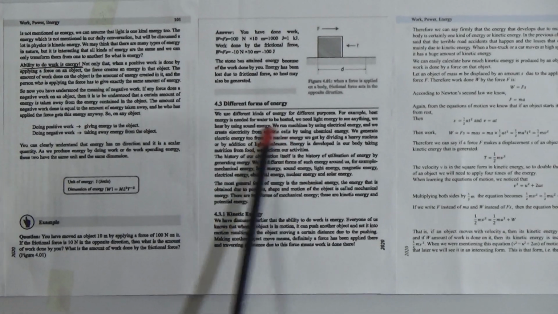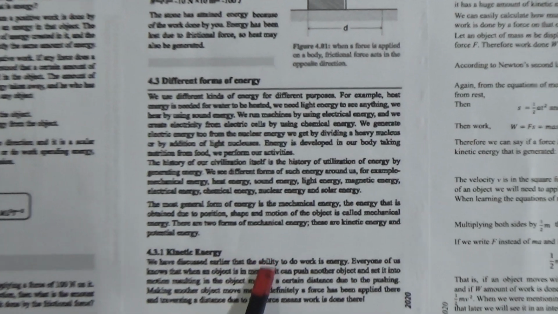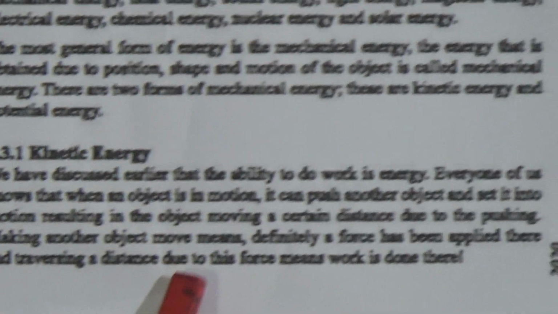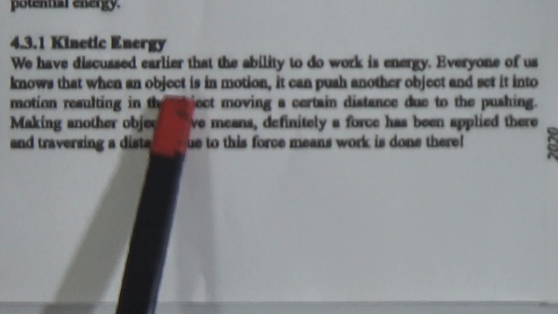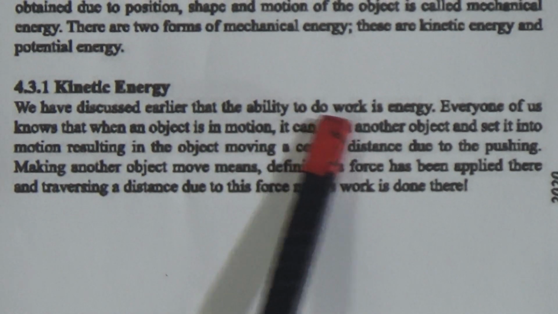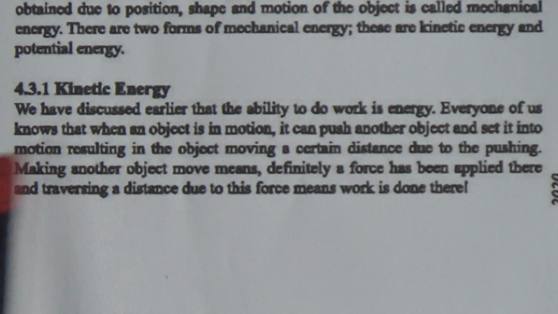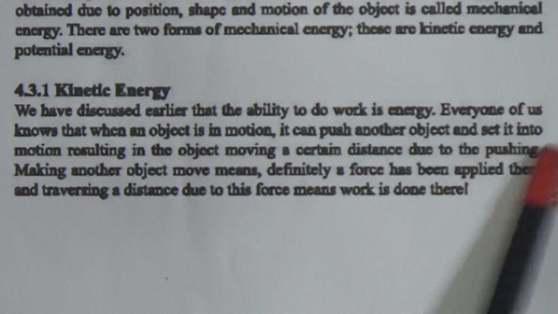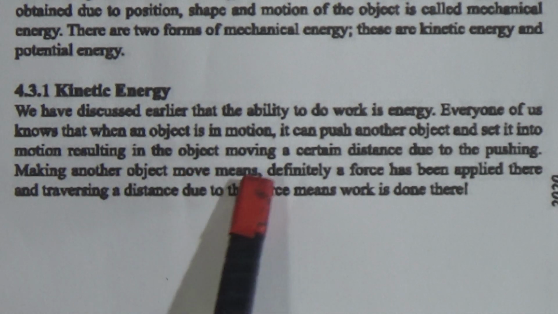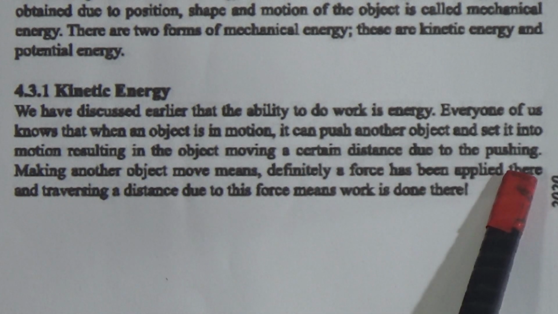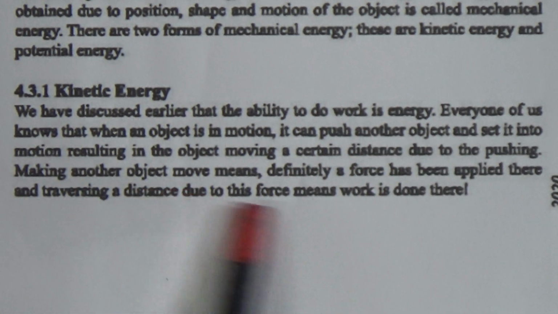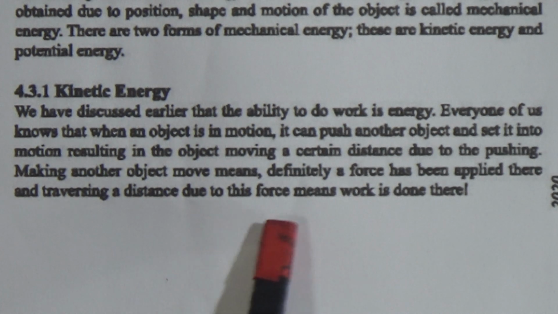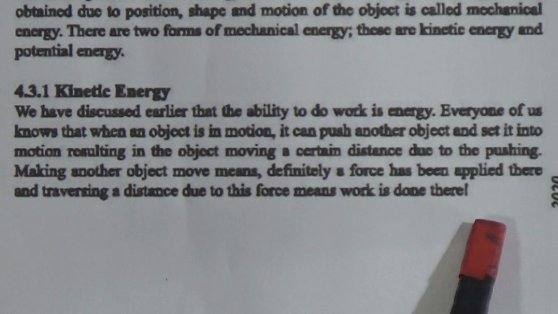Now come to different forms of energy. Here given is kinetic energy. My dear students, at first we have to know what kinetic energy is, and this topic is very, very important for this chapter. We have discussed earlier that the ability to do work is energy. Everyone of us knows that when an object is in motion, it can push another object and set it into motion, resulting in the object moving a certain distance due to the pushing. Making another object move means definitely a force has been applied there, and traversing a distance due to this force means work is done there.